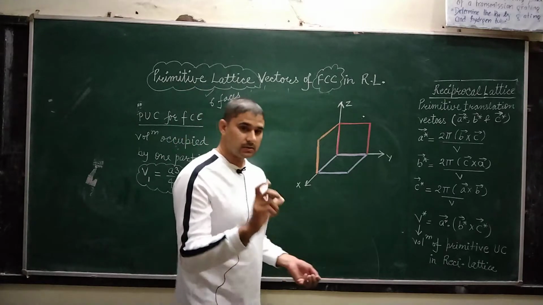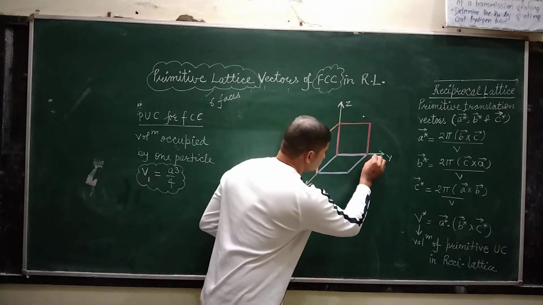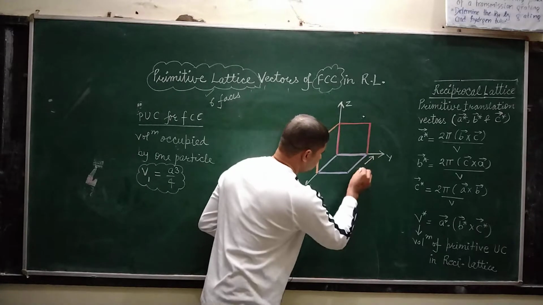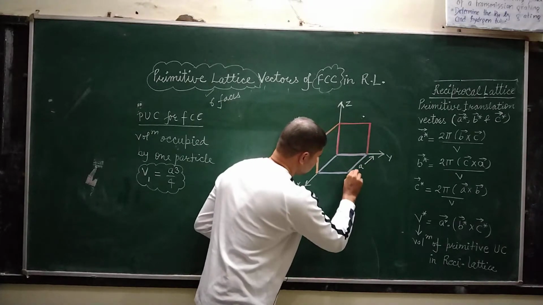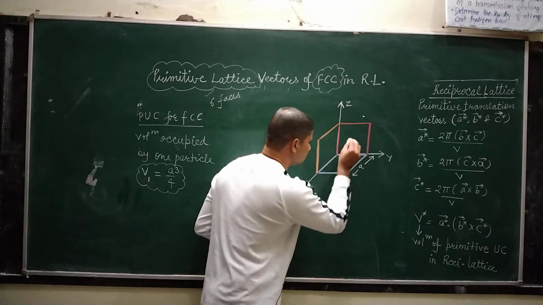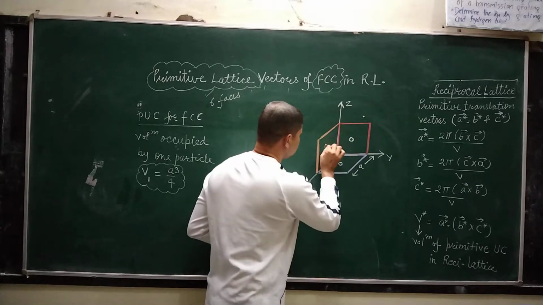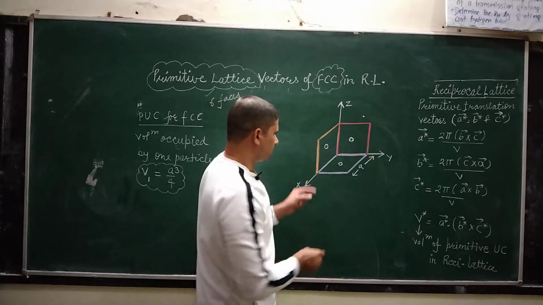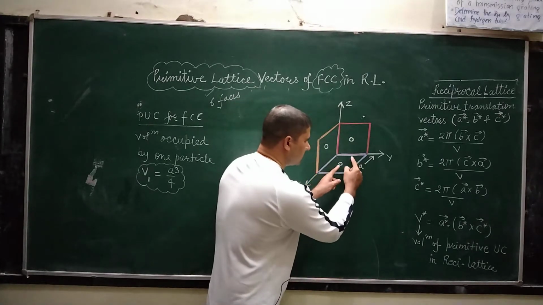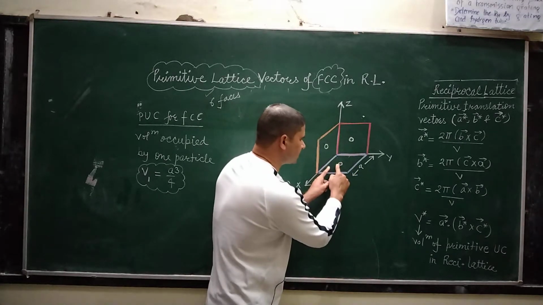You can see the size of the cube is A, this size is A, and if you put a particle at the center of all faces, then you will see this will be at a distance A by 2 from the Y axis and A by 2 from the X axis.